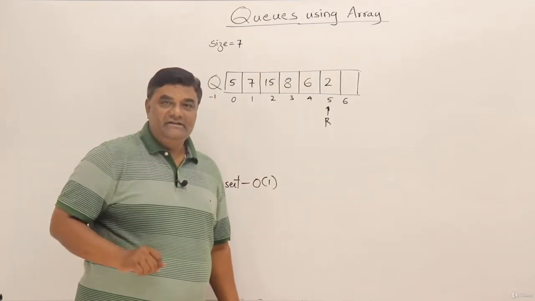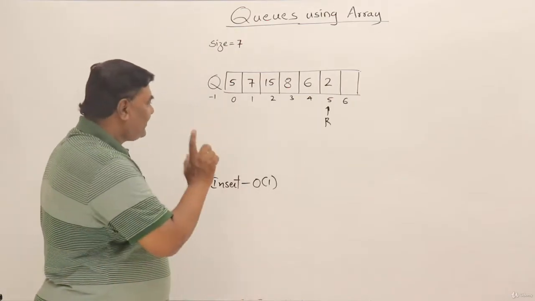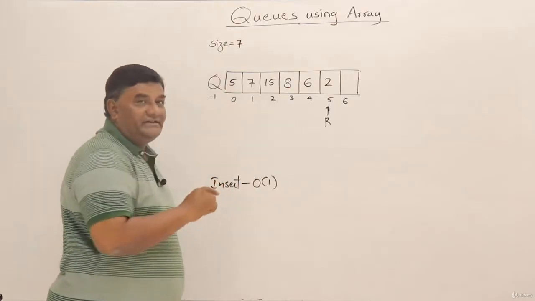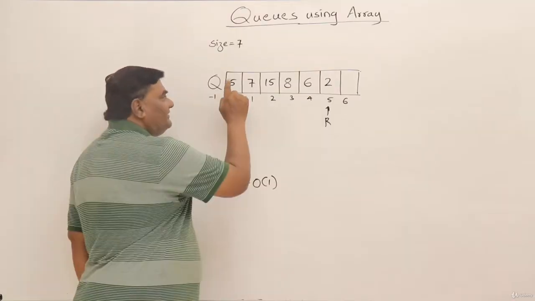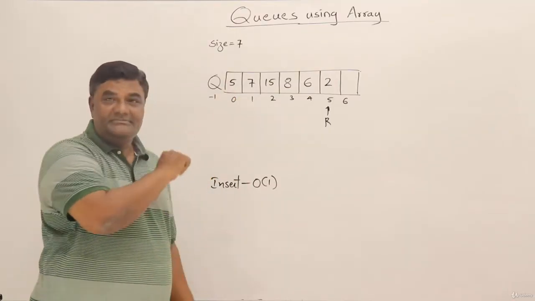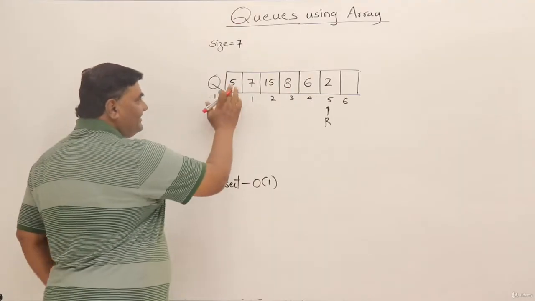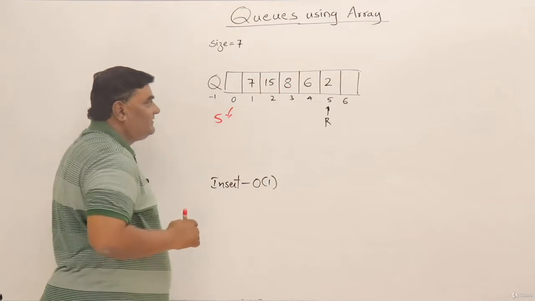Now I want to delete the element from the queue. So which element can be deleted? So from the queue we can delete only this element, that is the very first element, because it is FIFO, first in first out. Which element came first? This element came first, so only that element can go out. So for deleting that element, I will just take out that element and assume that it is removed from the queue. So 5 is here, it's deleted.